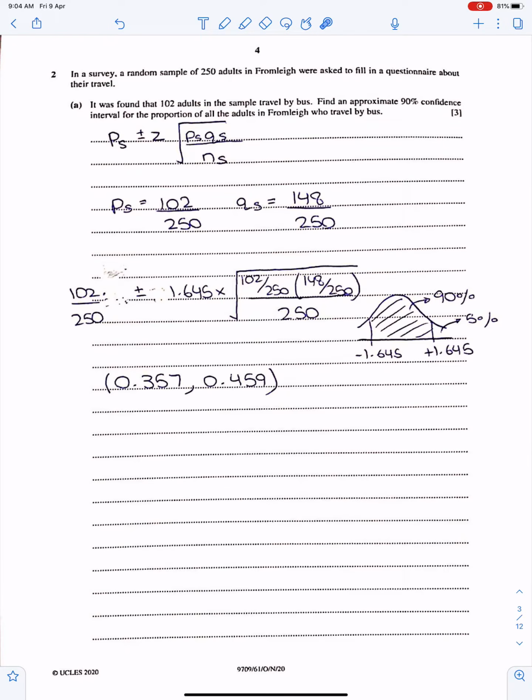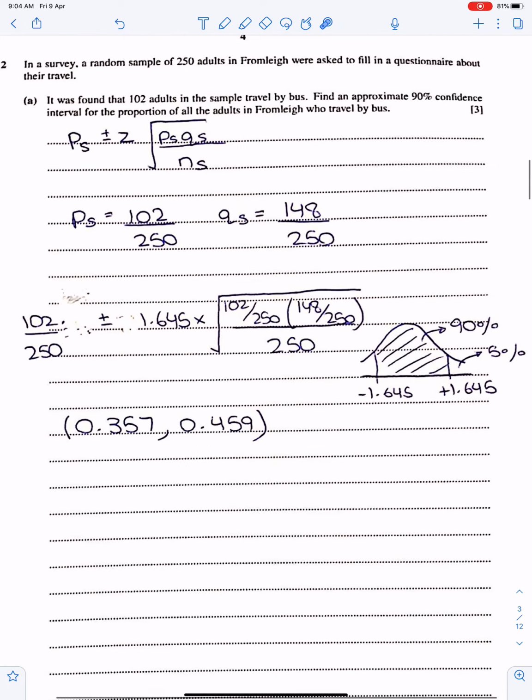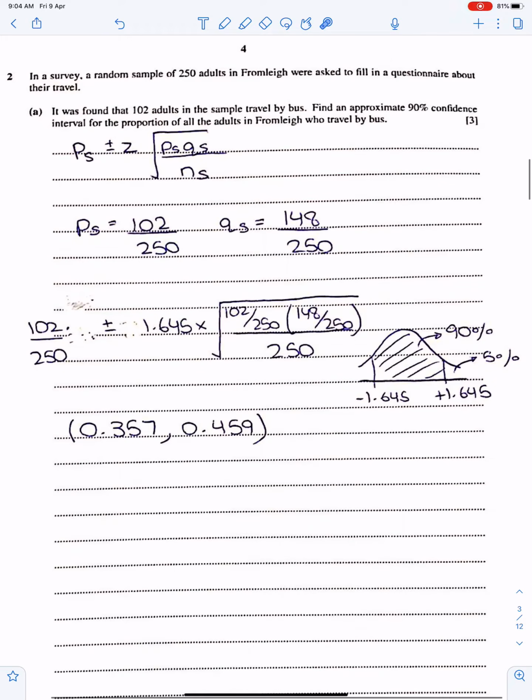Question number 2. In a survey, a random sample of 250 adults in F were asked to fill in a questionnaire about their travel. So this is the sample size. It was found that 102 adults in the sample, so 102 out of 250, travel by bus. Find an approximate 90% confidence interval for the proportion. Proportion means ps.